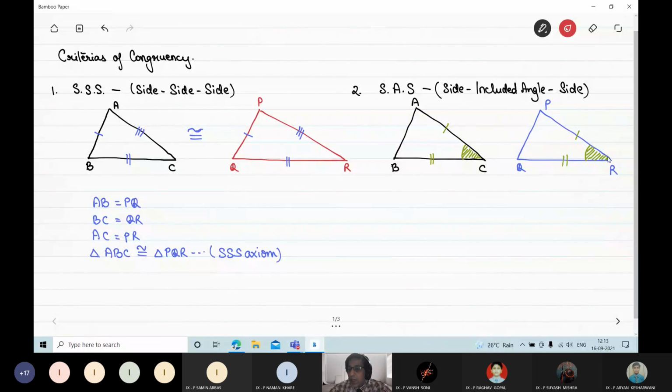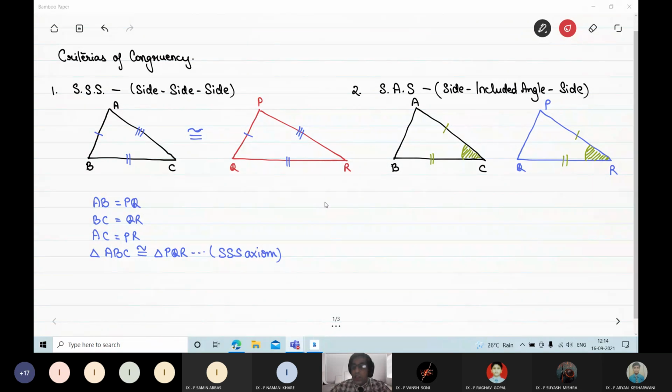Similarly, PQ and QR are the two sides which were equal to the corresponding sides of the other triangle. So the angle that is formed between them, that is angle R. So angle R here is called the included angle.